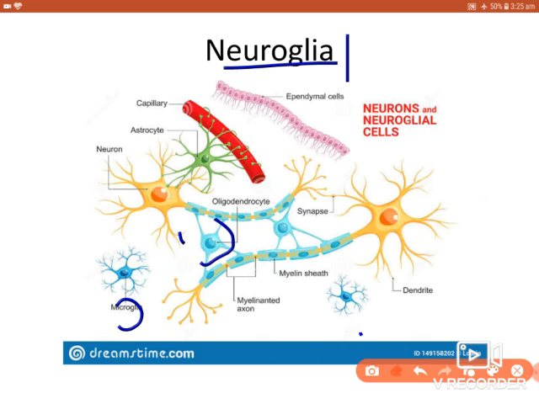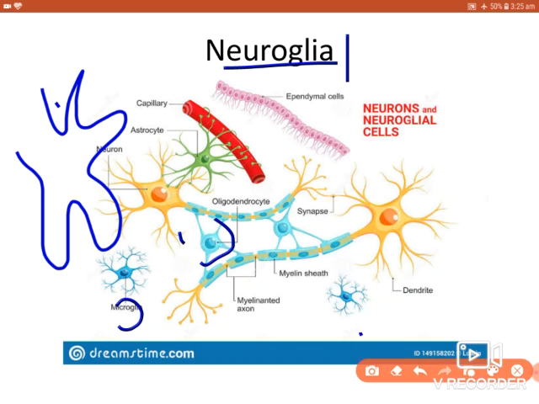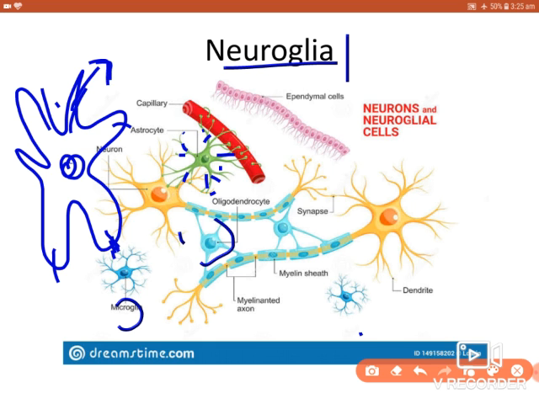These astrocytes are of two types: protoplasmic astrocytes and fibrous astrocytes. In the protoplasmic astrocyte, this is the nucleus, and the processes are expanded and leaf-like. The fibrous astrocytes have slender processes. You can see fibrous astrocytes in the white matter, while protoplasmic astrocytes are seen predominantly in the gray matter.